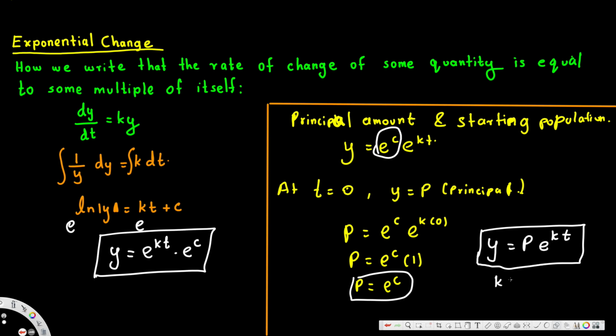Now if the k is greater than 0, we call this one growth, and if the k is less than 0, we call this one decay. And that's all about it.